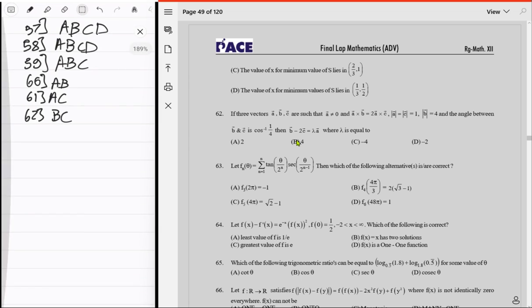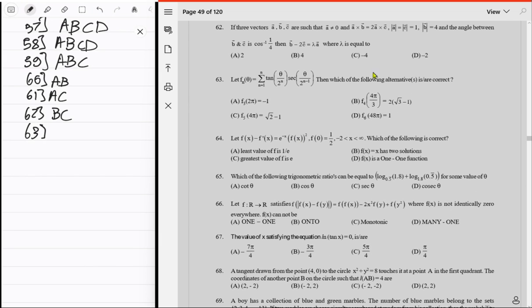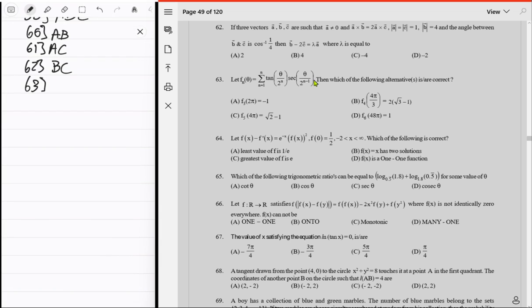Next question, 63. How messily I'm writing. 63. Fn equal to this thing, which of the following are correct. So tan theta upon 2 power n and secant of this guy. Secant of, okay, weird. So it's like 2 times this guy, right? Actually, let me call 2 power n alpha. It's like tan of alpha times secant of 2 alpha or something.